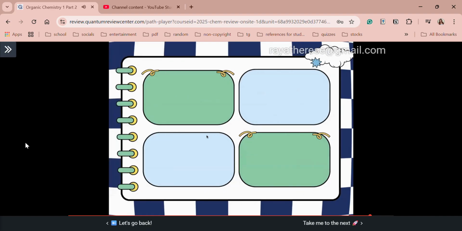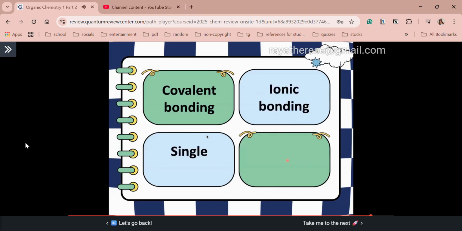Okay, second to the last. With our types of bonding in your organic compounds, we have covalent bonding, ionic bonding, single bonding, and triple bonding. Sir, I guess the answer is ionic bonding. Yes. Okay. So class, that's it for our types of bonding. Remember, ionic bond, that is not a characteristic of your organic compounds.